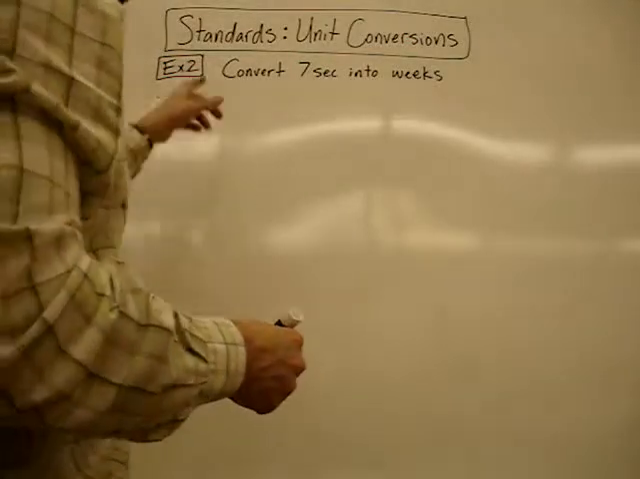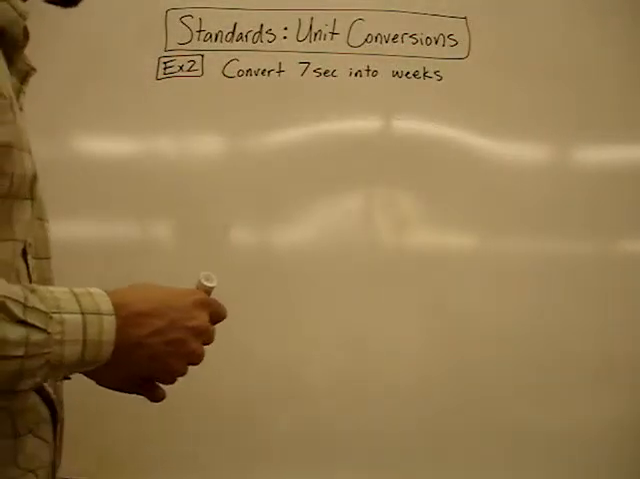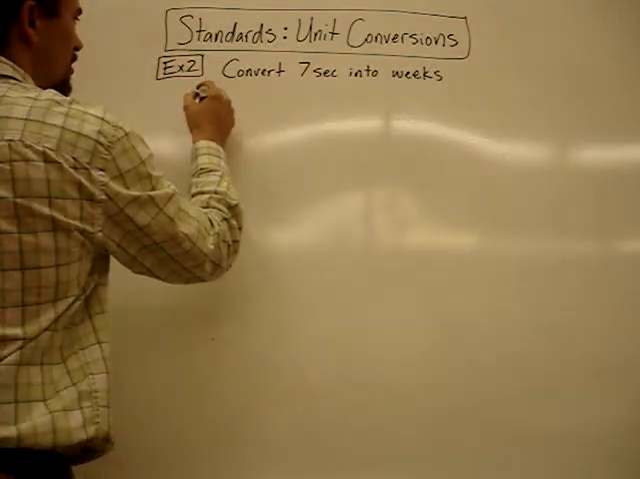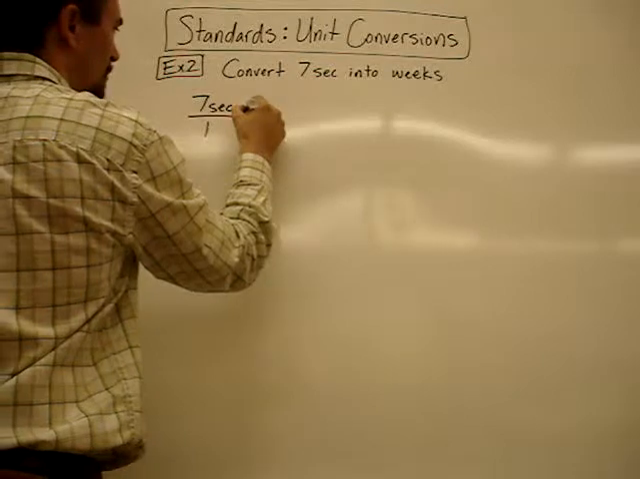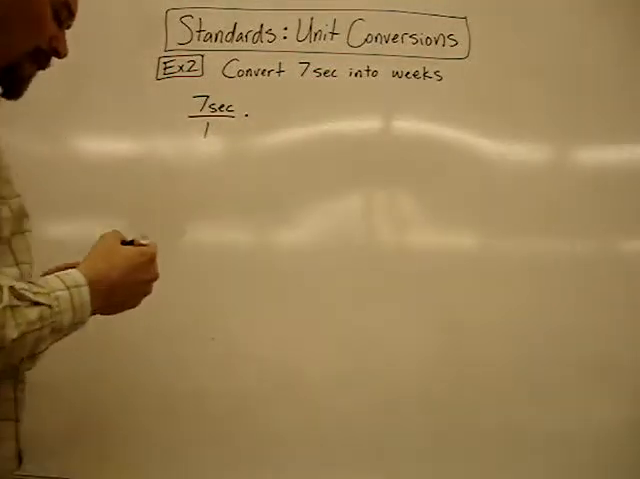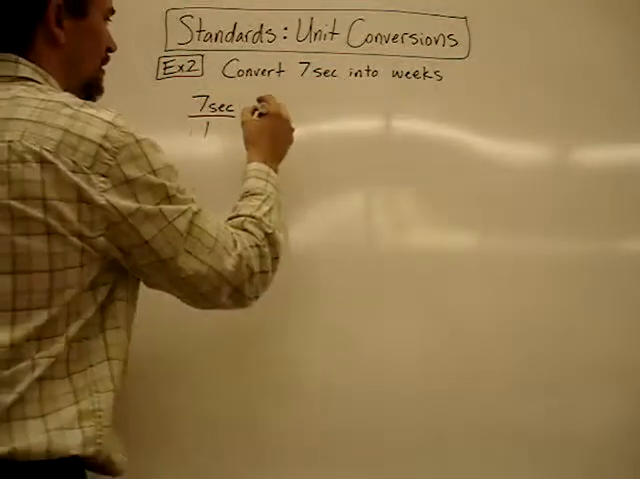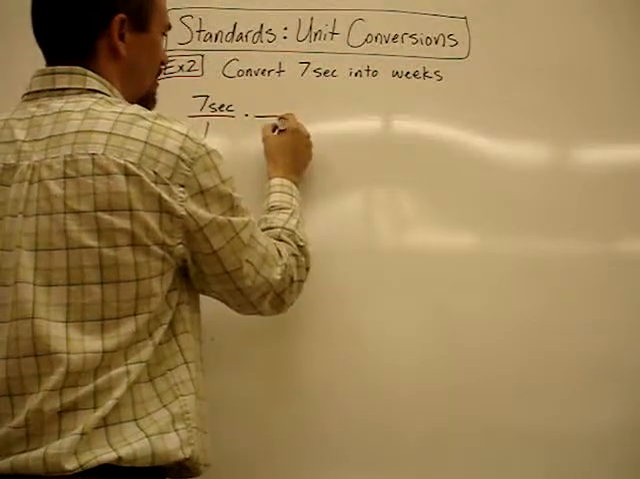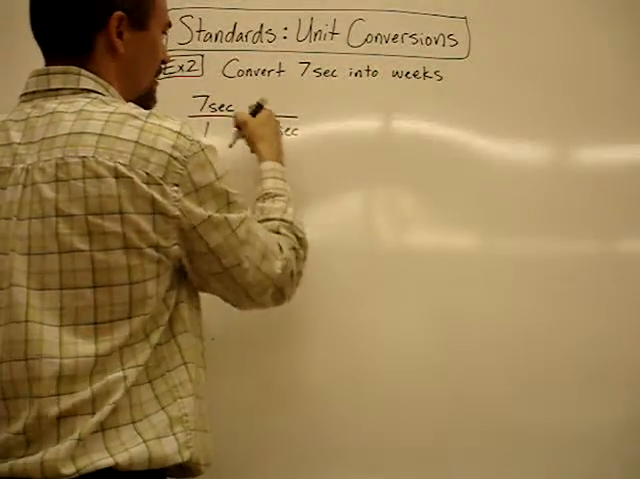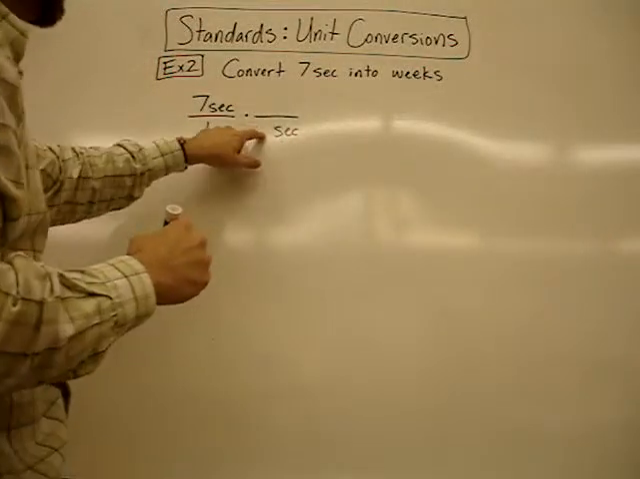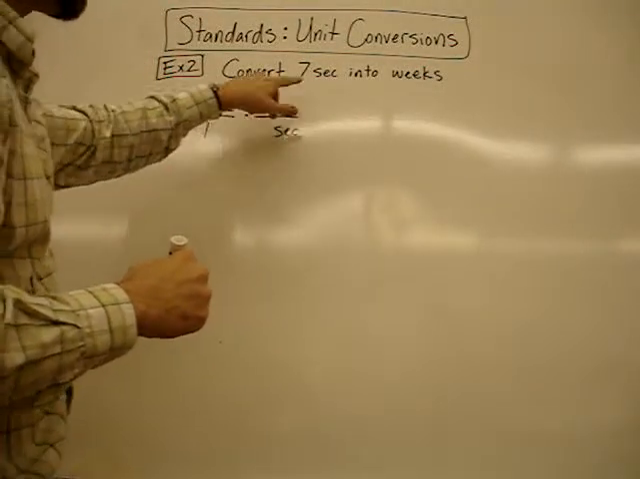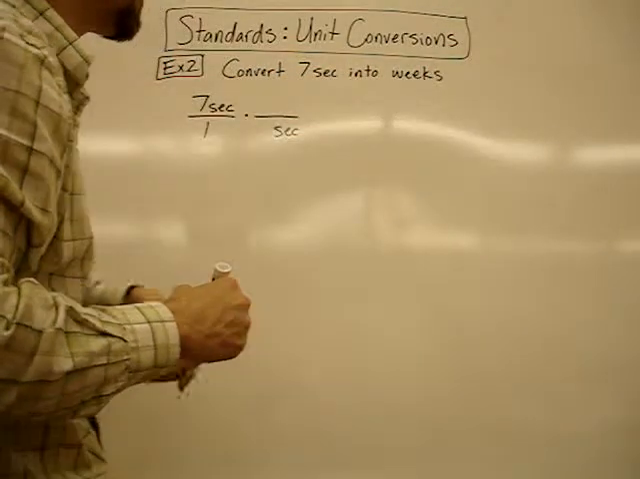All right? Example 2, convert 7 seconds into weeks. So you start with 7 seconds. Put that over 1 because we're going to multiply by a bunch of fractions. And you want to set it up so these seconds cancel with these seconds. So you have to ask yourself, what do you know about seconds? And we want to go to a larger unit because we're trying to move from seconds towards weeks.